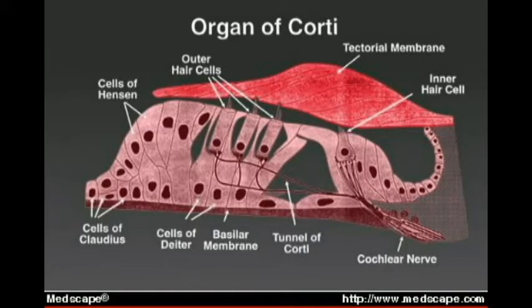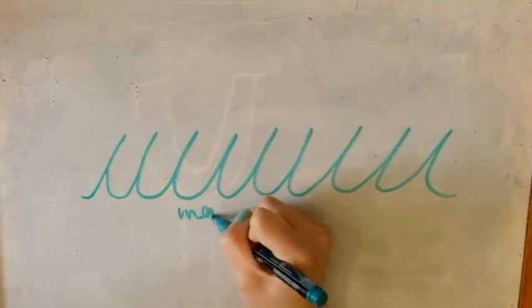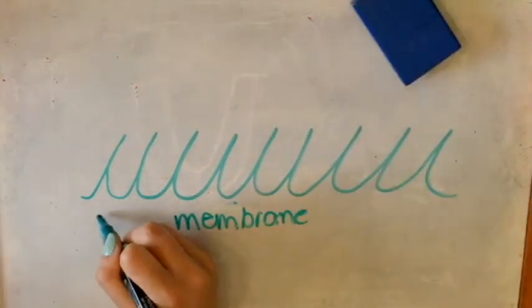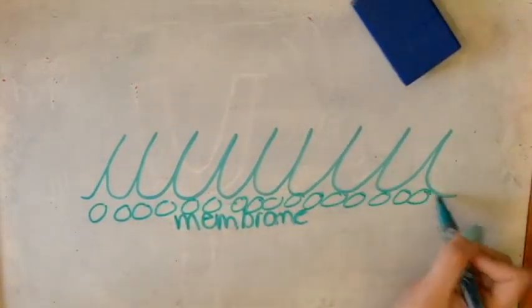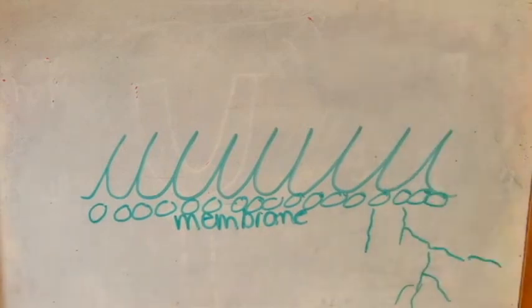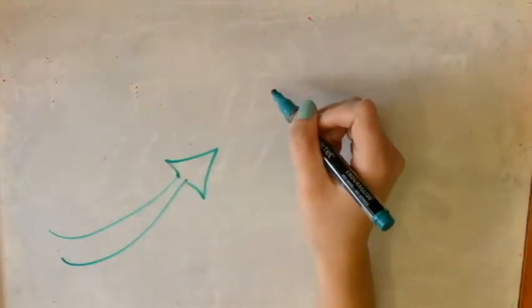A structure called the organ of Corti lies on the surface of the basilar membrane and extends across the length of the cochlea. This is the structure that allows our brains to hear the sound. There are hair cells in the organ of Corti that send electrical impulses through the cochlear nerve and then to the brain.